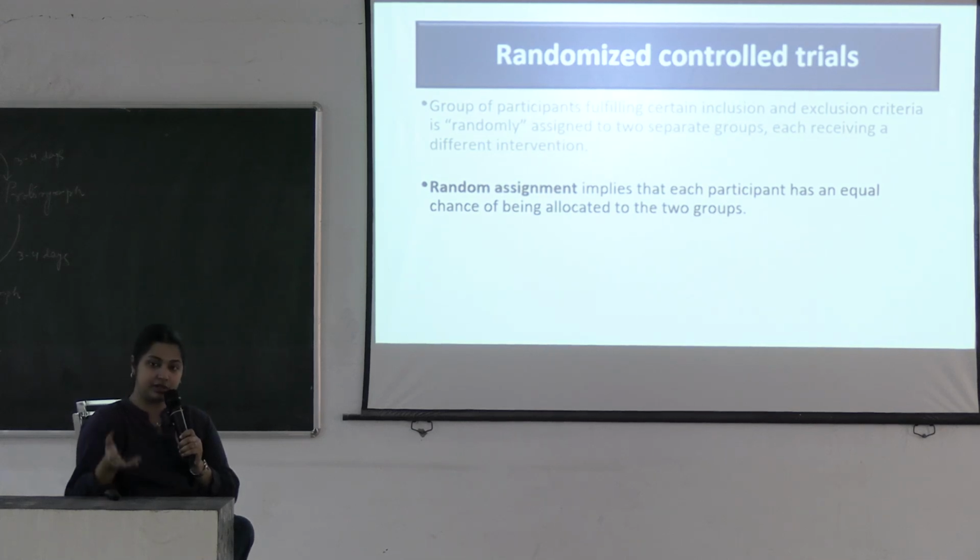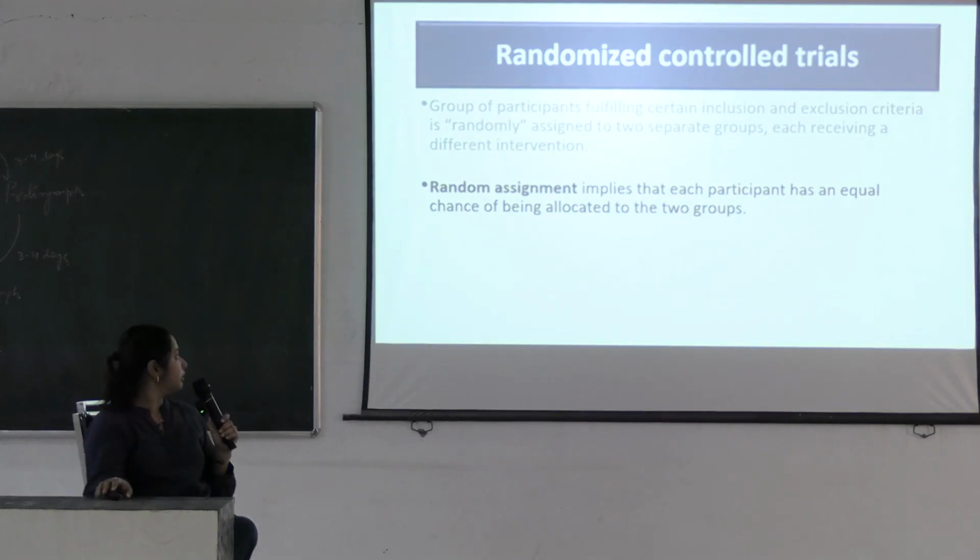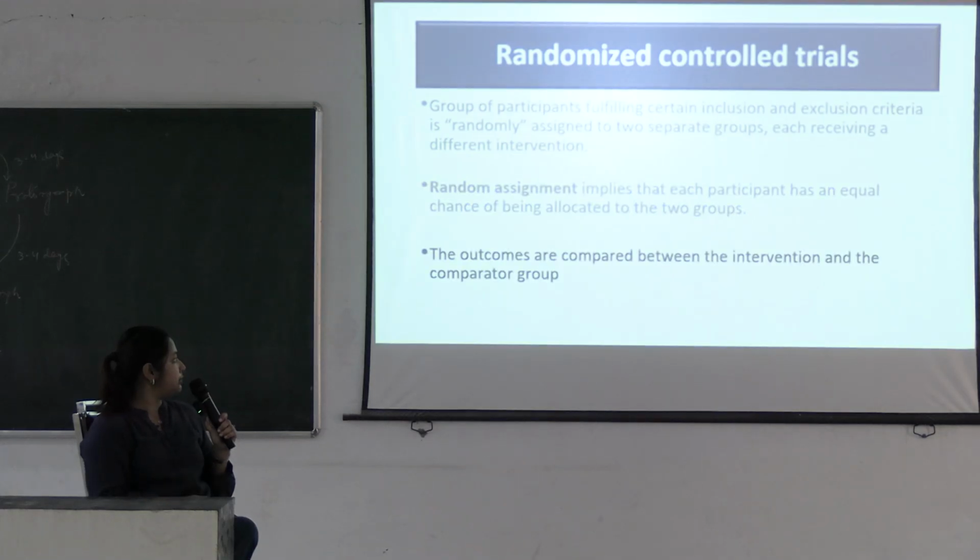Even the investigator themselves do not know. Okay, the investigator themselves will not know which group this patient will be allocated into. That is called randomization. The outcomes are then compared between the intervention and the comparator group. At the end, when the outcome is there, you compare the outcomes between the two groups.